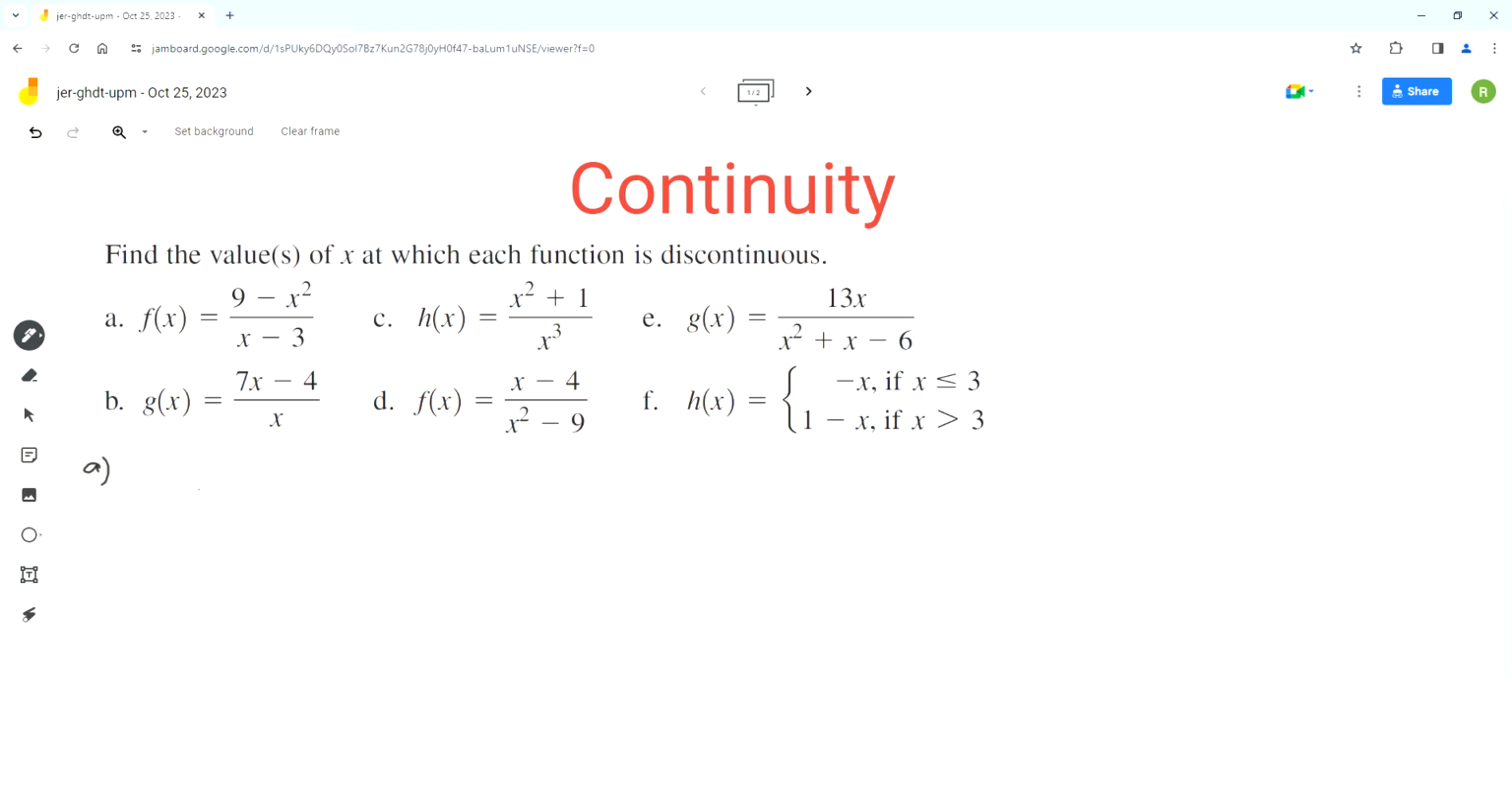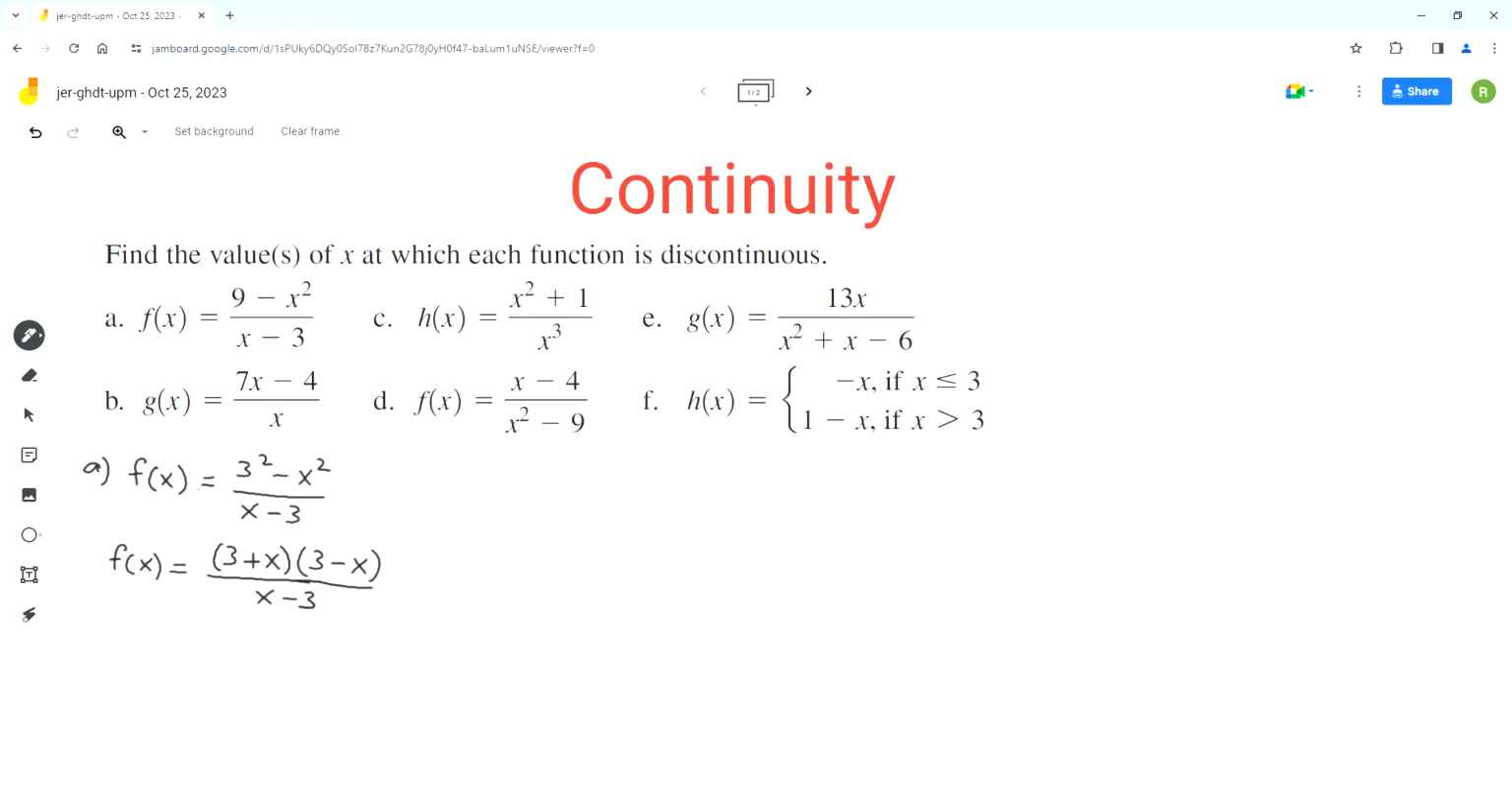In this case, we can factor the numerator using the difference of squares factoring method. We know 9 is a perfect square, so we can rewrite this as 3 squared minus x squared over x minus 3. Now we can break up the numerator expression, so we get (3 plus x) times (3 minus x) over x minus 3.